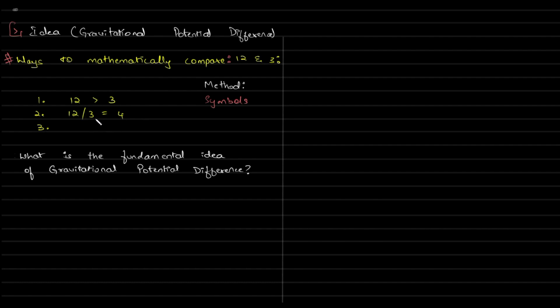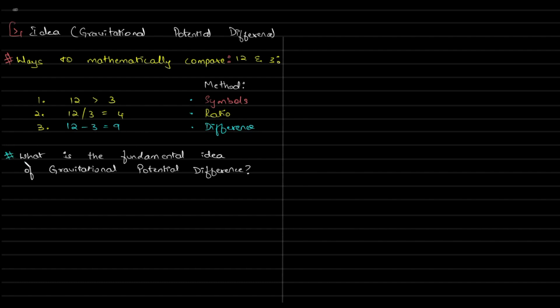12 divided by 3 is 4, is it not? So 12 is 4 times that of 3. So this is with ratio. 12 minus 3. Here we're looking at difference. We can compare these two numbers with percentage also, with quite a few ways. So the point here is we can compare these two numbers with difference. So we can subtract and compare them.